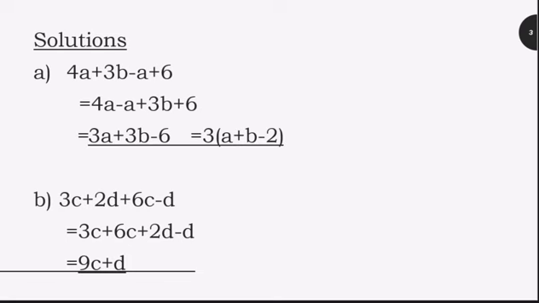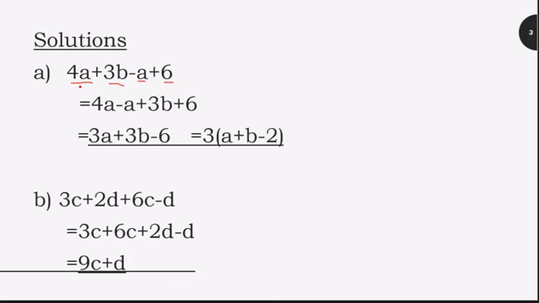For question A, 4a plus 3b minus a plus 6. Here, we can see that what I am underlining here are what? Terms of an expression. This is an algebraic expression. The whole lot of this thing you are seeing here is an algebraic expression. And each and every individual letter and the numbers attached to them are what we call terms.